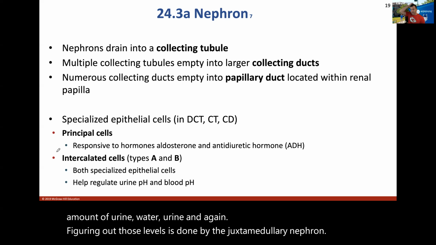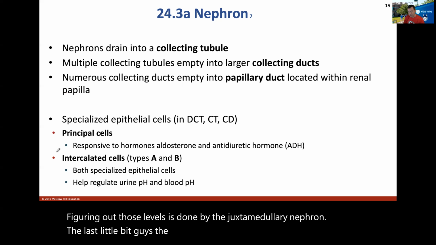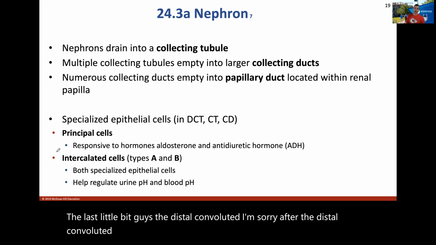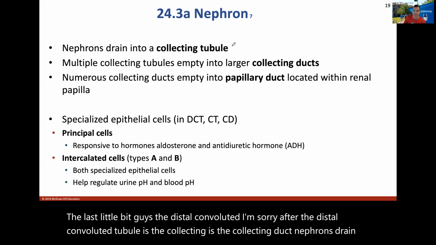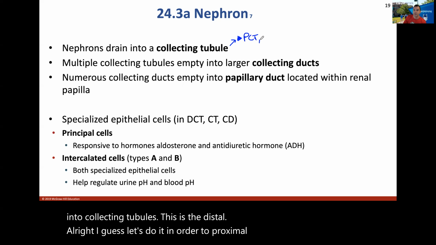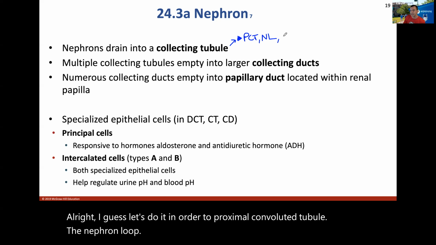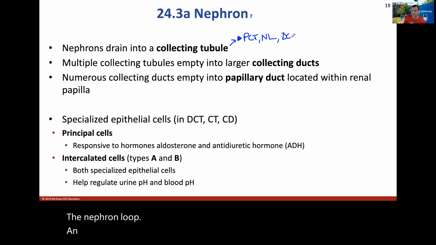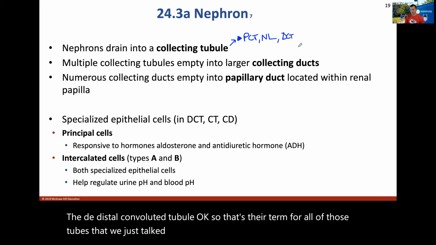The last little bit, guys, after the distal convoluted tubule is the collecting duct. Nephrons drain into collecting tubules. This is the distal. I guess let's do it in order. Proximal convoluted tubule, the nephron loop, and the distal convoluted tubule. Okay, so that's their term for all of those tubes that we just talked about. All of these collecting tubules dump into a larger collecting duct.